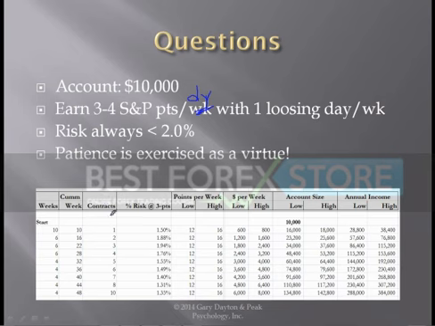We start off with one contract. We're starting off with a $10,000 account. That's our account size. And to keep our risk below 2%, we'll risk that on any given trade. This is theoretical now. Sometimes we're going to risk a little bit more, sometimes a little bit less.